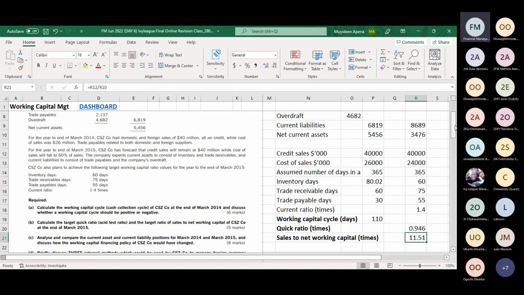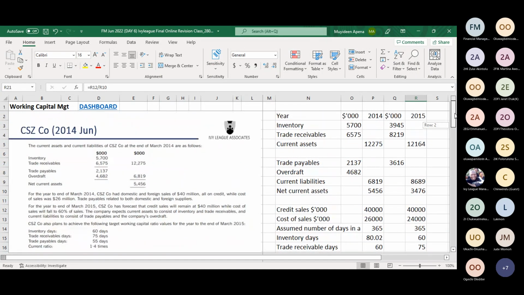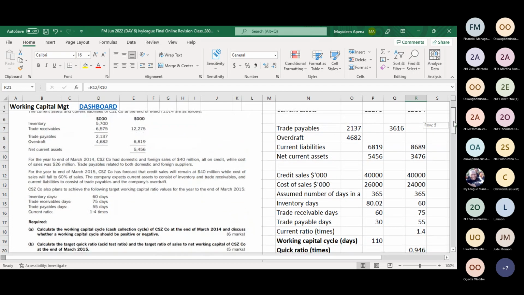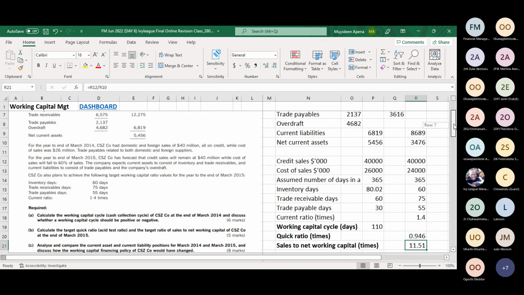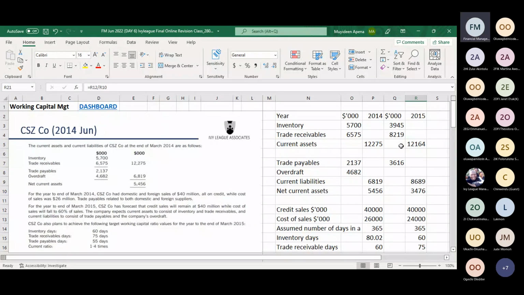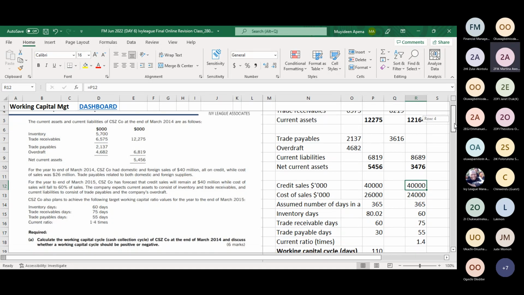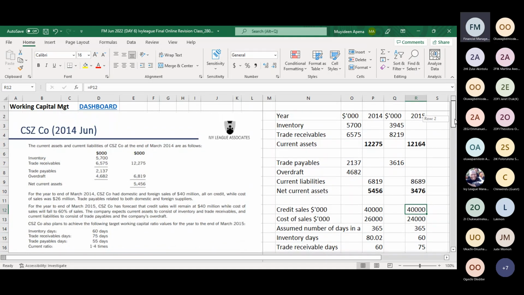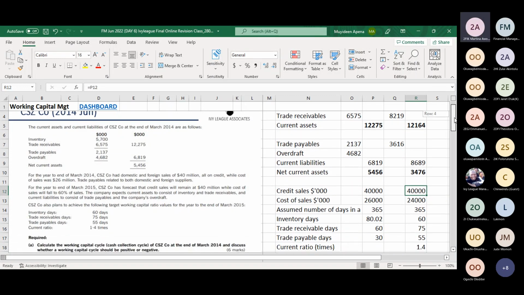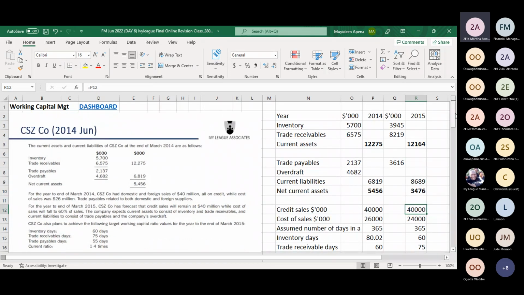What comes to your mind? So current assets for the 2 years, can you see them? Current liabilities for the 2 years, can you see them? So we have to analyze and compare the positions. So what comes to your mind? We should discuss the increase or decrease in current assets and current liabilities, net current assets.